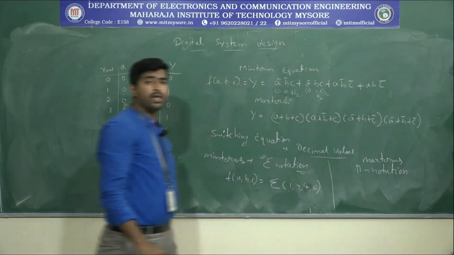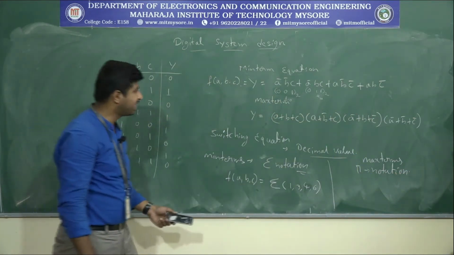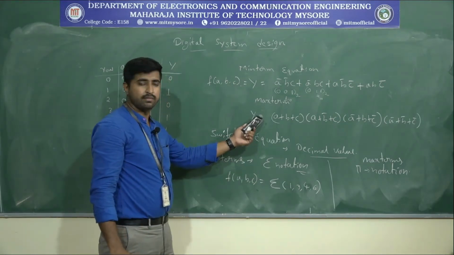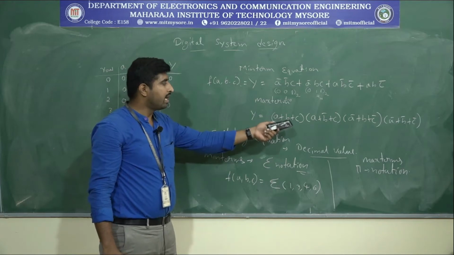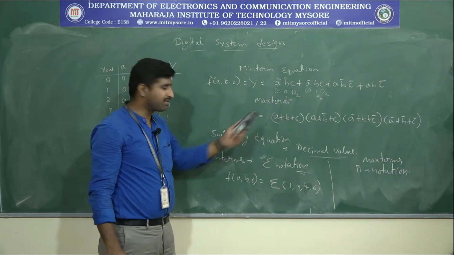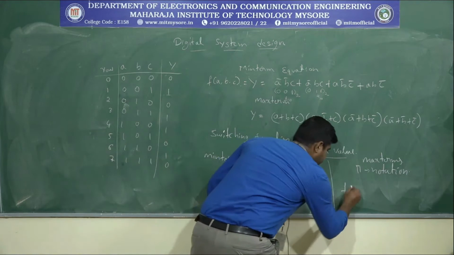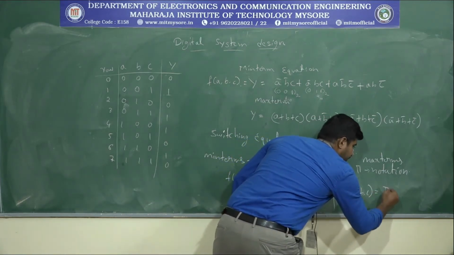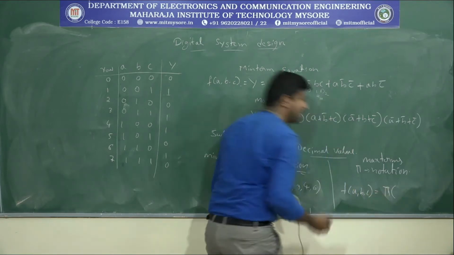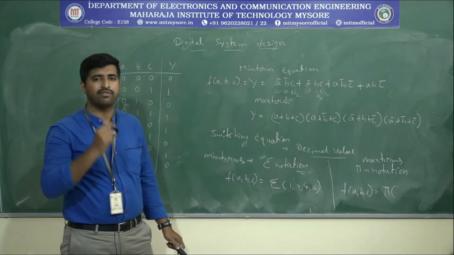We are going to use the pi notation. So let's write the equation for the max term that corresponds to (a plus b plus c) into (a plus b bar plus c). For that, let's write that one actually. So f of a, b, c equals pi of, so pi indicates the max term. Pi notation for the max term.